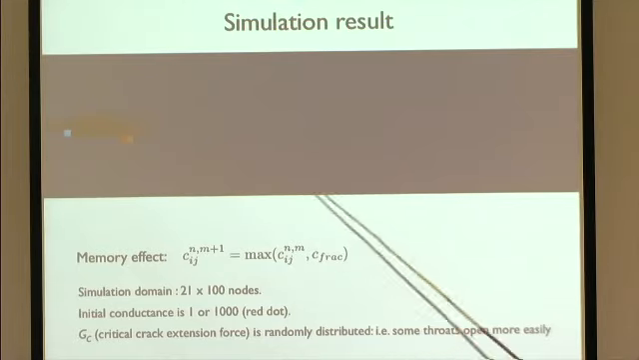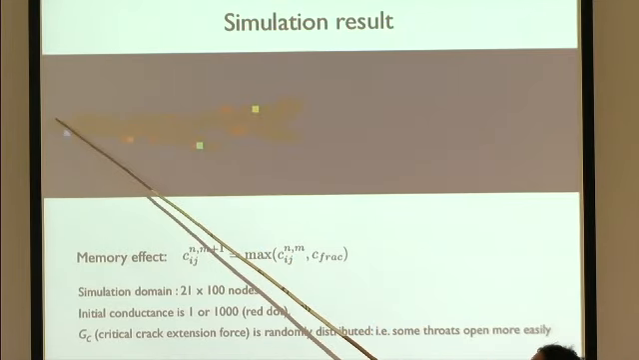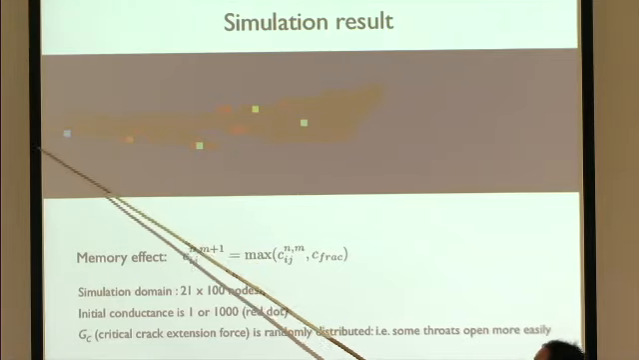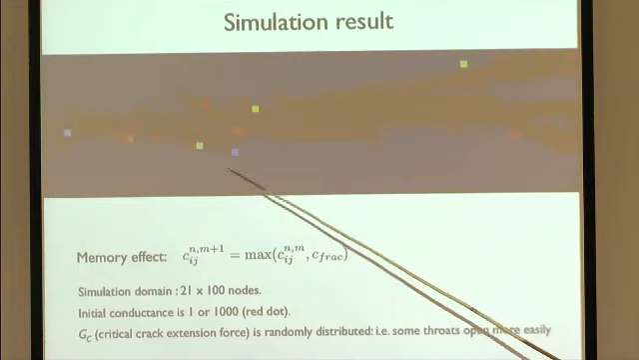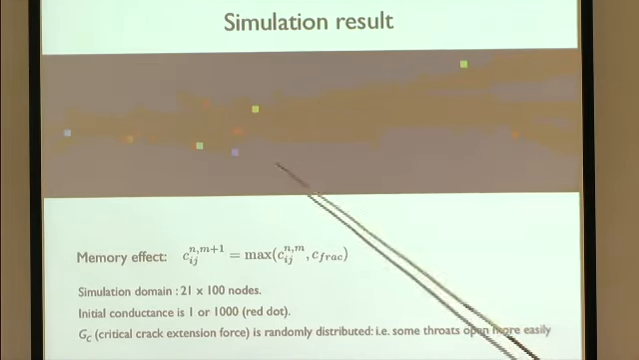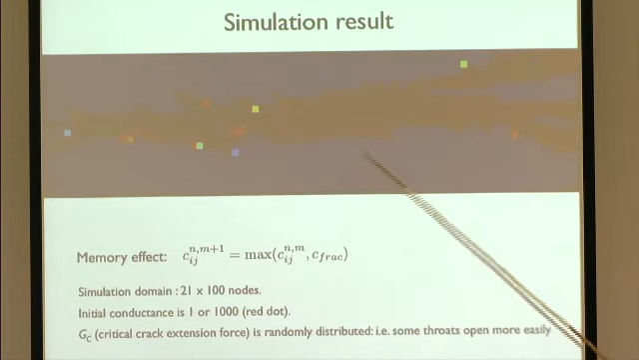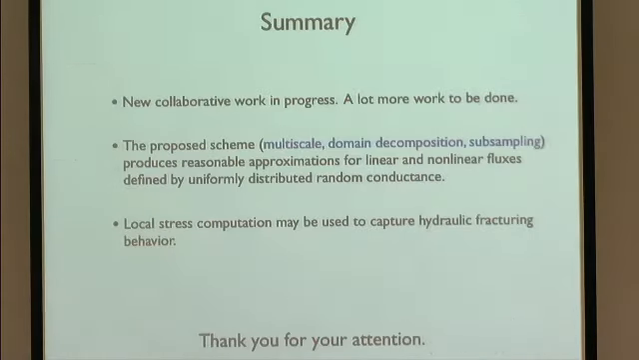This is a simulation at the network domain where initially there is some large conductance over here. You apply a high pressure here and a low pressure here, and then you let it go through a certain number of iterations, and you see how fracture is being developed and branches off like this. In the future, hopefully next time when I discuss this, this will be part of our multi-scale model. I will skip the slides and do a summary.